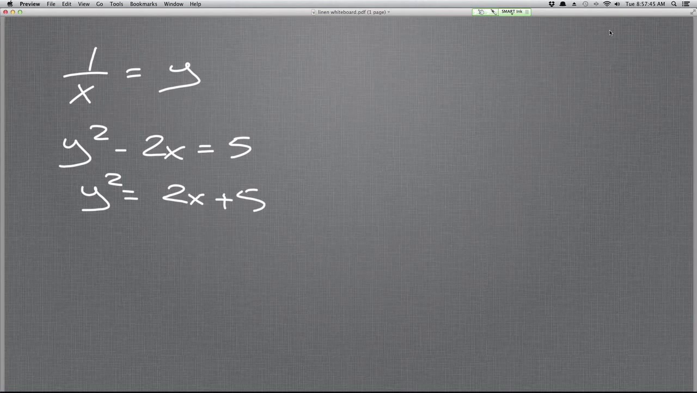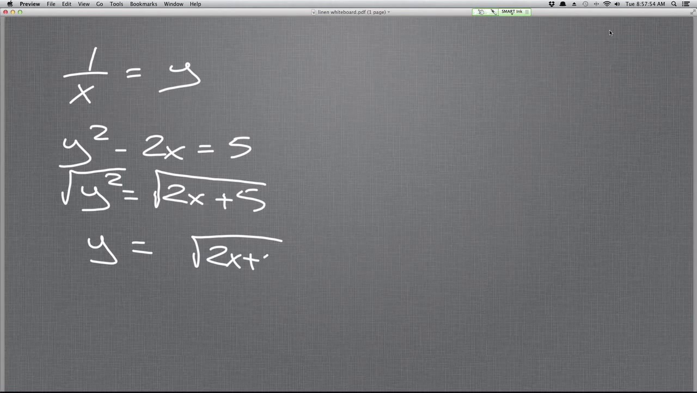What else do I want to do? Take the square root of both sides. Is that correct? No. What's missing? Plus or minus. Plus or minus is missing. So now that I've got y by itself, I can plug something in for x and determine if it's a function or not a function.